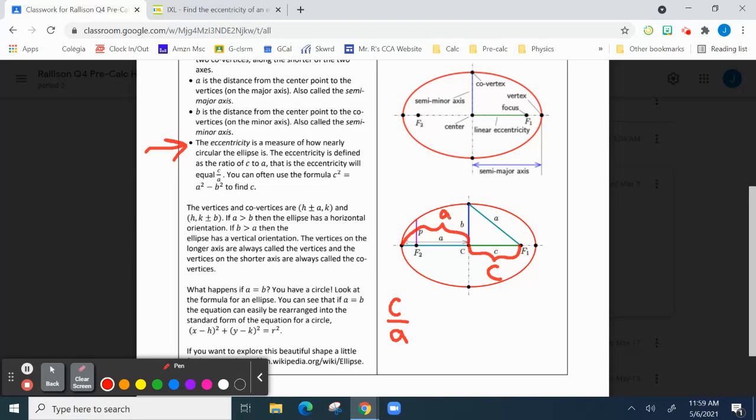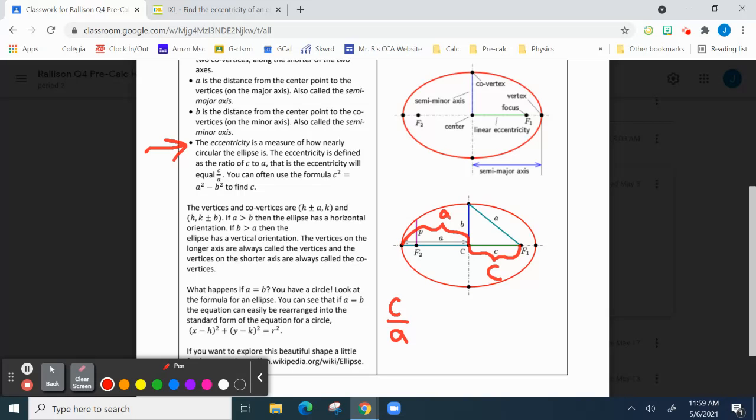And you can see, if you put C over A, the smaller that C gets, the more circular this thing is going to get. The closer those two foci get to the center, the more circular the ellipse is going to be.